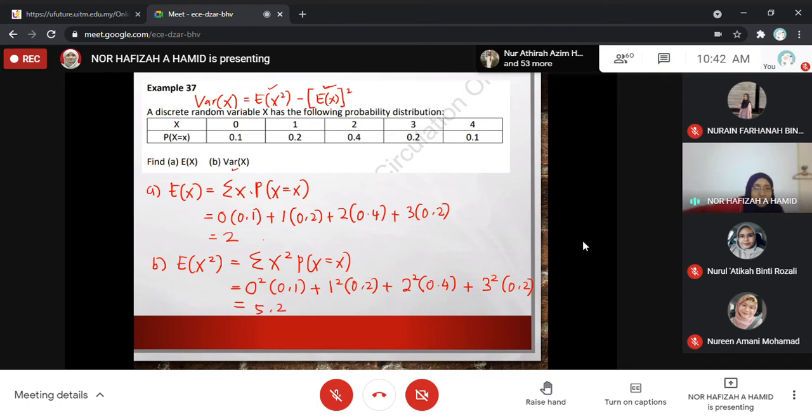So you already have Ex and Ex square. After you have these two values, then you can substitute into the formula for the variance. So I proceed with the variance.